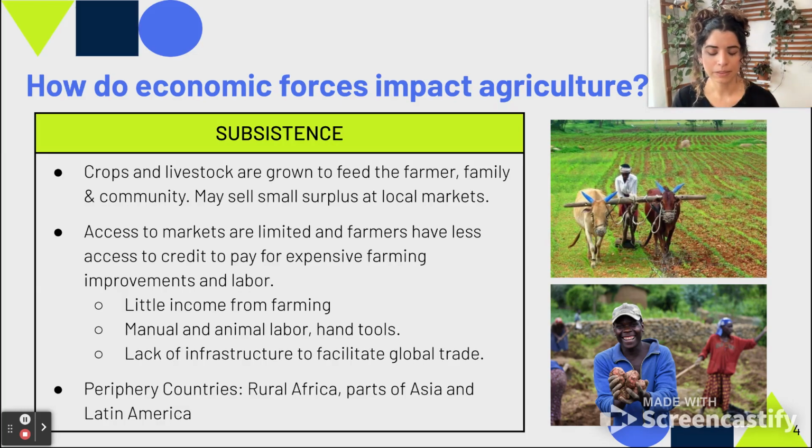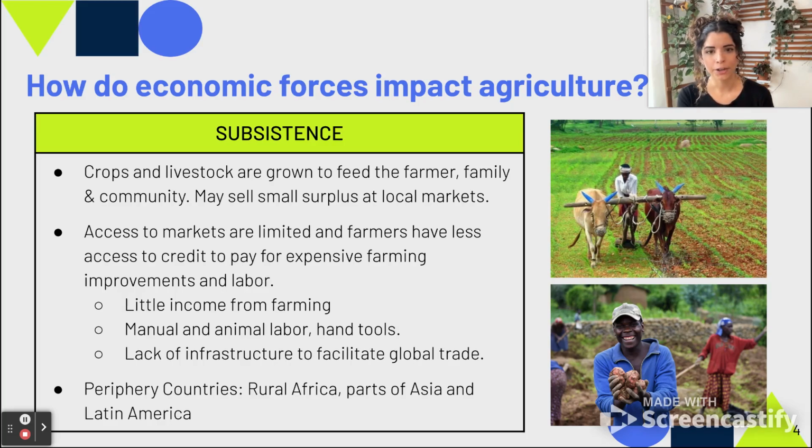Sometimes with this situation, markets are limited and farmers have less access to credit to pay for expensive farming improvements and labor. The thing that I've come to appreciate about farmers is that it is such an enormous upfront cost. So if farmers don't have access to credit, if they cannot take out loans in order to buy the equipment, in order to keep that land productive, if they don't have the ability to buy seeds, which are actually super expensive, then they are more limited as to what they can grow. There's little income from farming, especially with subsistence farming.